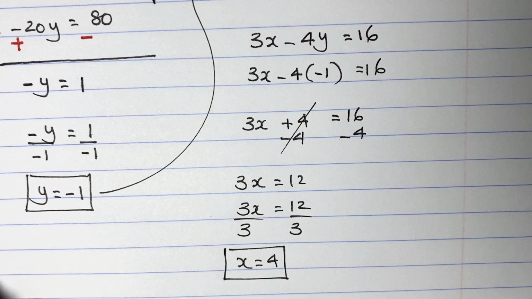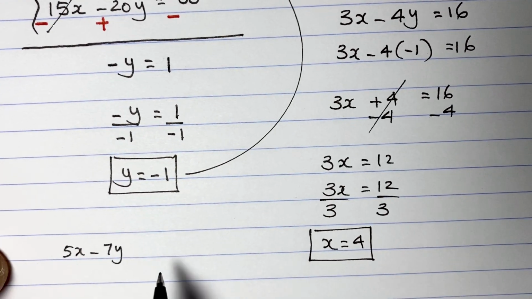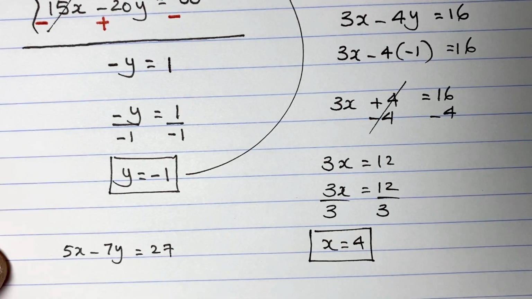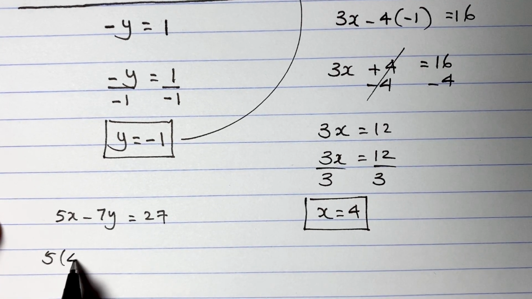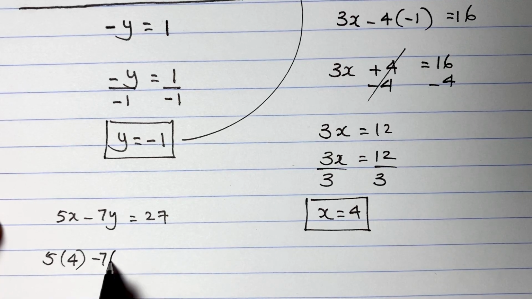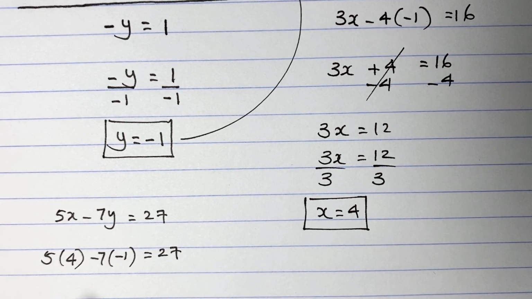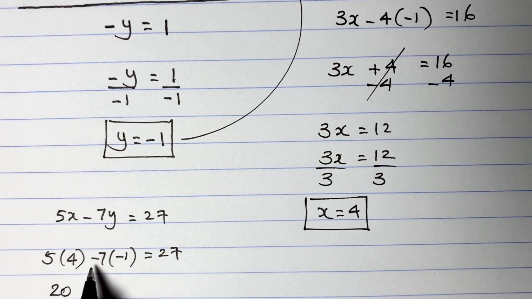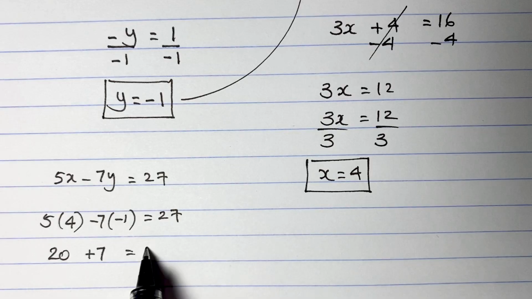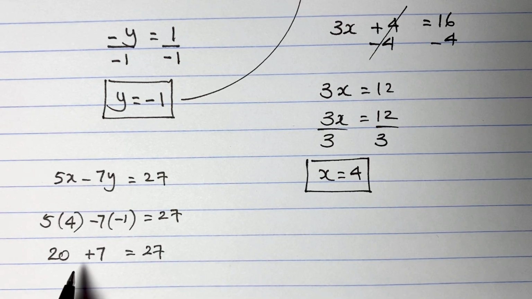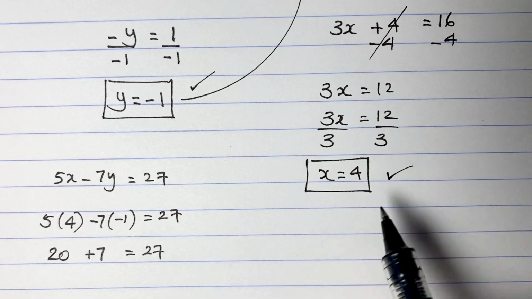Best to write it then. Equation 1 is 5x minus 7y equals 27. 5 lots of x, 5 lots of 4, minus 7 lots of y, which is minus 1. Does that give me 27? Yes, that's 20. Minus times minus is positive, 7 times 1 is 7, equals 27. As you can see, 20 add 7 is 27. That means both answers were correct.